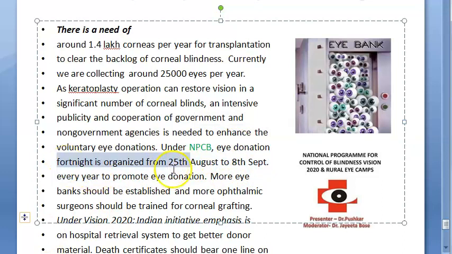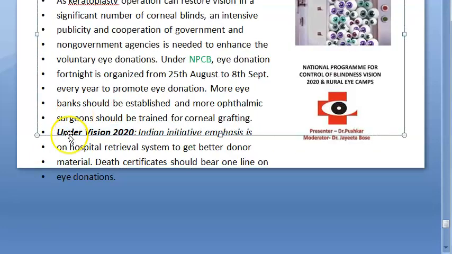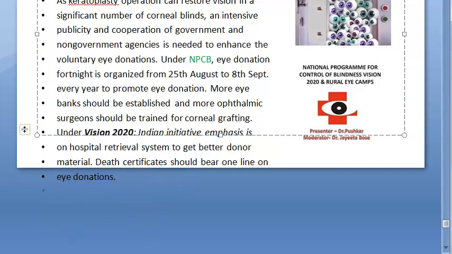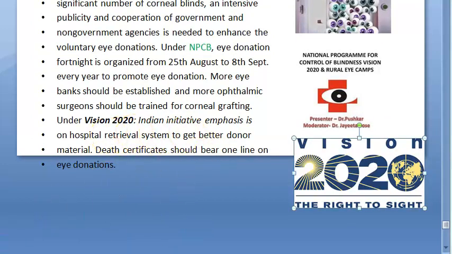Eye donation fortnight is organized from 25th August to 8th September. August-September, just note this. Vision 2020, guys. So it's already 2020. There is an emphasis on the hospital retrieval system. So at the hospital itself, if they retrieve, the death certificate should bear one line on eye donation so that people can donate. This Vision 2020 is from WHO.